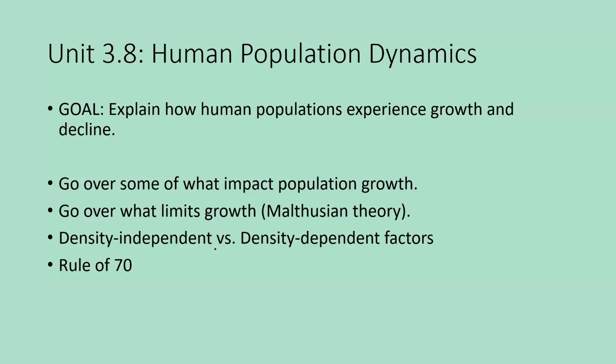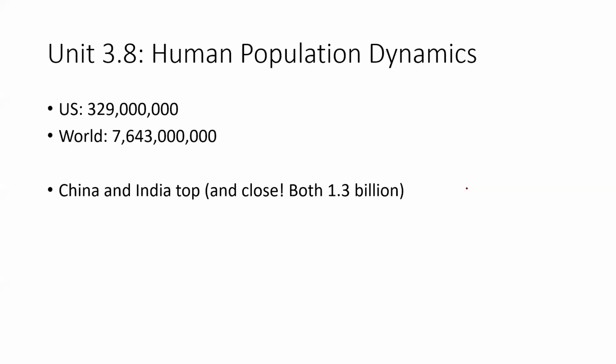All right, so human population dynamics. In this section of the unit, you're supposed to be able to explain how human populations experience growth and decline. We are going to go over what impacts population growth, go over what limits growth. This is the Malthusian theory, Malthus. We talked about him way back in the day, just very briefly. Density independent versus density dependent factors on human populations, and then rule of 70.